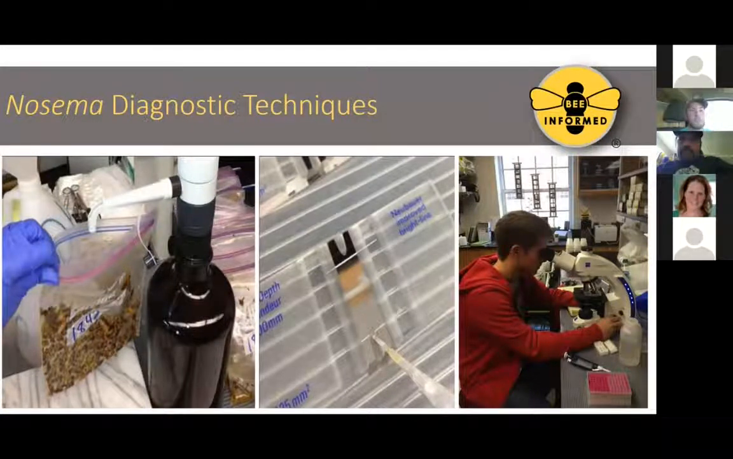Just get a certain number of bees, crush them up, and take a sample and look at it under a microscope if you have one available. So those are microscopic, just to tie back, microscopic examination is really the most reliable and most used way to diagnose Nozema.